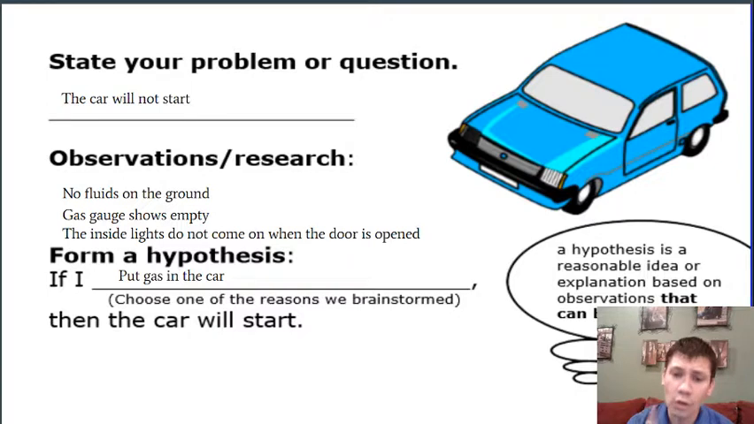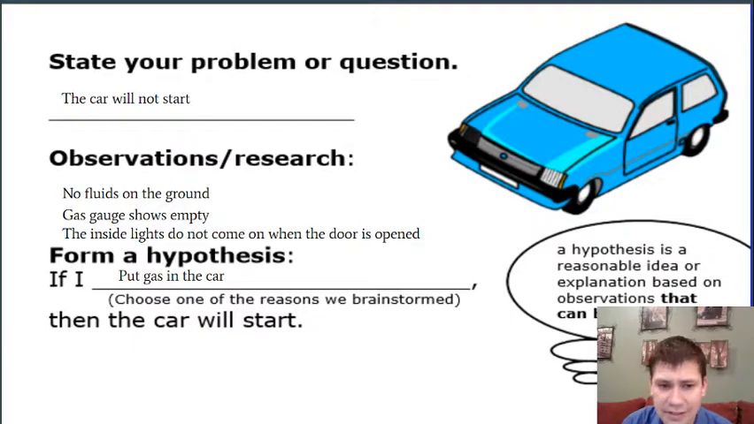Notice we're doing one thing at a time. We're not doing 20 things and then trying to figure out what was wrong with the car, because if we do them all at the same time and then test it, we'll never know which one was the problem. So we're going to do one thing at a time. So we're going to form our hypothesis, and then we are going to test one thing. So we're going to put some gas in the car. So you go get the gas tank that's in the garage for the lawnmower, put some gas in the car, and then we're going to test it.